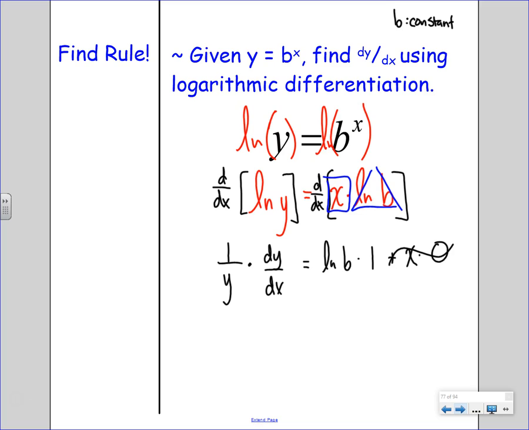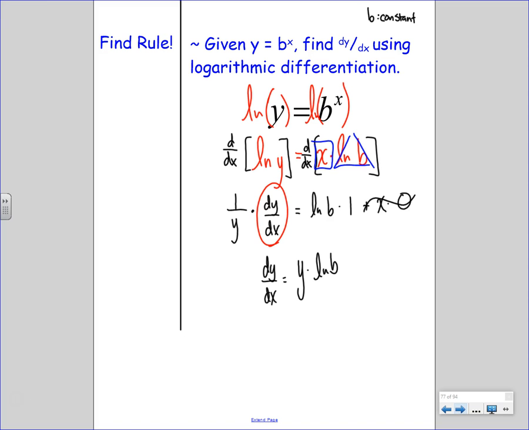That's just 0. And if I need to solve for dy dx, well, who do I need to move over? So dy dx is going to equal y times ln of b. And who is y to begin with in this problem? B to the x. So we're going to go ahead and say, oh, hey, I know who y is. He was b to the x. So let's go ahead and plug it in.